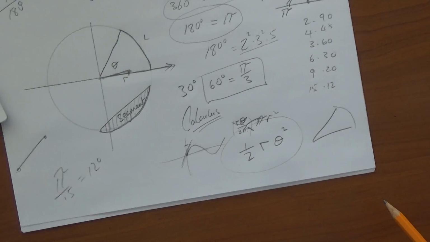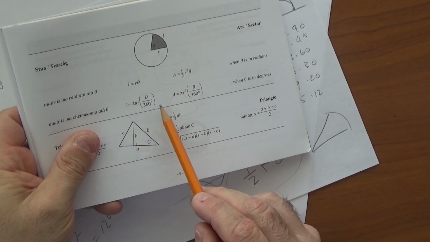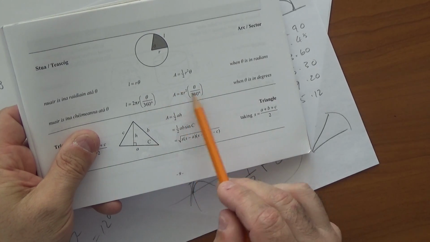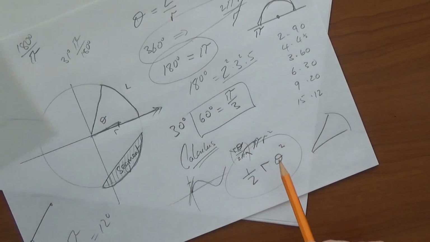Okay. Now, everything else here is just proportional. They're all proportional in their own right, theta over 360. So just think of those in terms of proportions. But this new formula here is just very nice, and I think you should learn that.